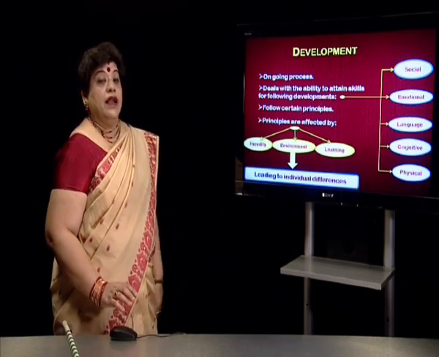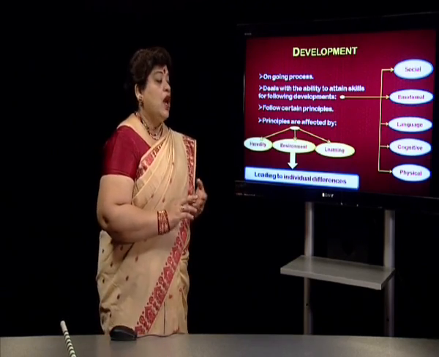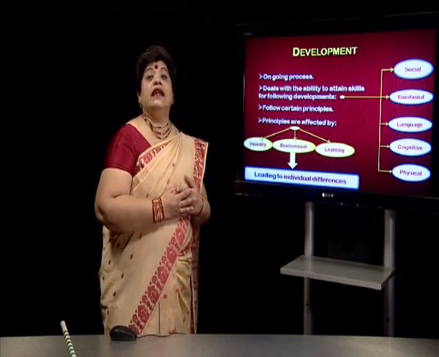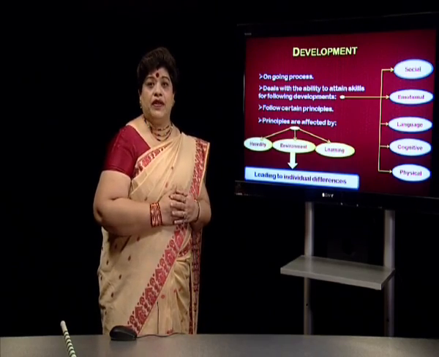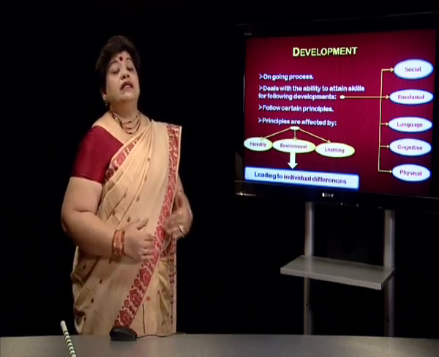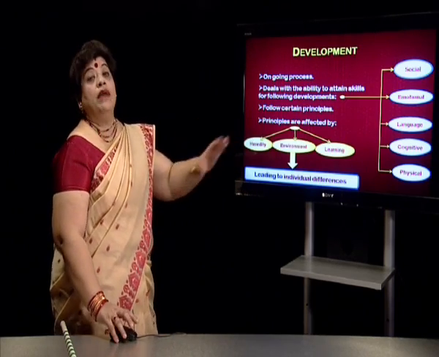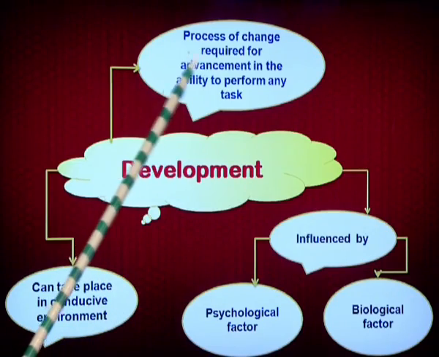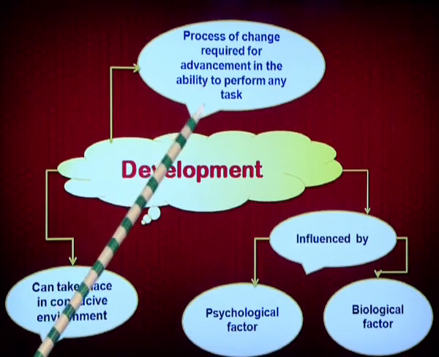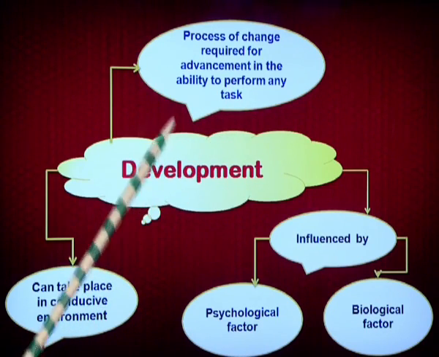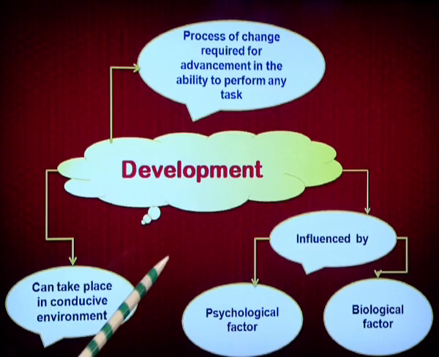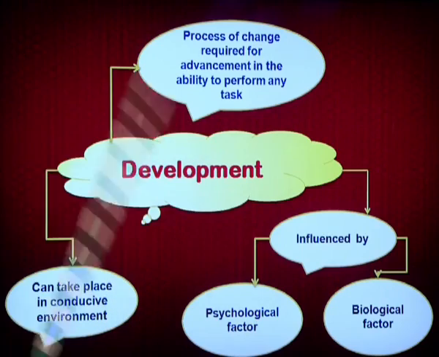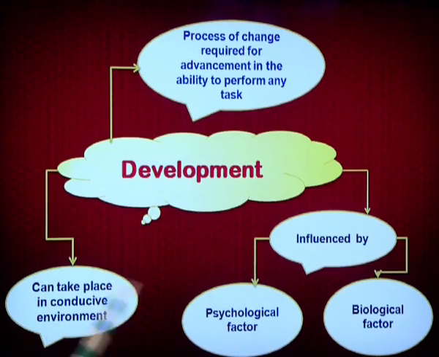There may be two children who may have the same hereditary features, who may have similar environmental conditions and they may get similar learning opportunity, yet there are going to be differences because it depends upon the ability of the child to absorb any of these features. So we can say that development is the process of change required for advancement in the ability to perform any task. How we are going to perform the task will depend upon how we are able to advance and develop that ability. It can take place only if there is a conducive environment.